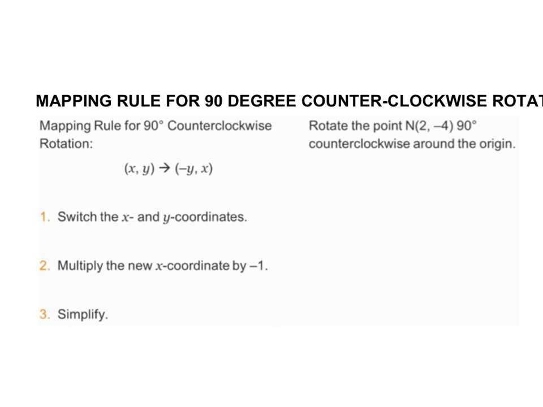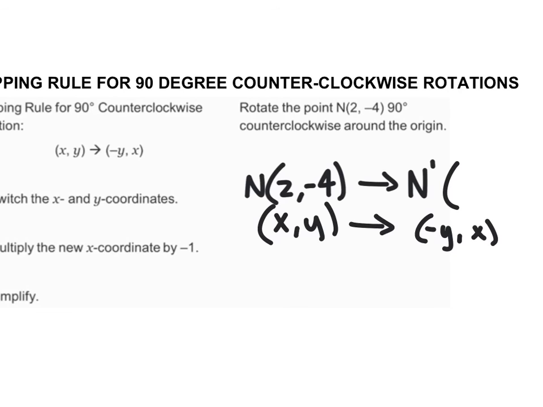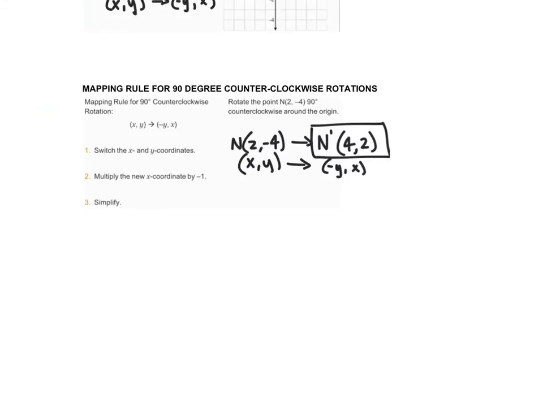So we wanted to rotate, let me do it on this point, all right? So here's point N, which is the point 2, comma, negative 4. And I want to translate this, transform it, to a 90 degree counterclockwise rotation to get N prime. So I'm going to take X, Y, think of my rule, negative y comma x, and that's going to give me positive 4 comma 2. And that's my point after I do my rotation, okay?